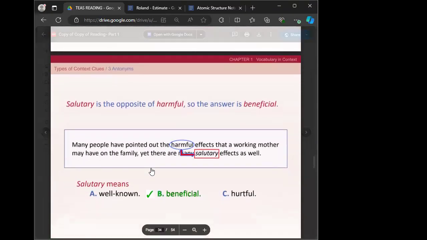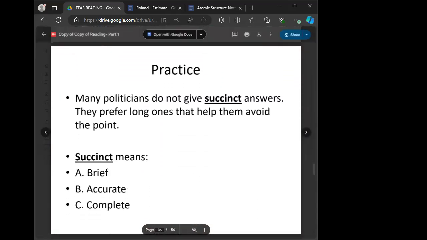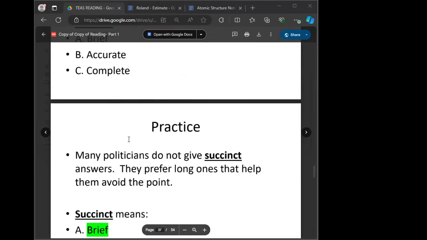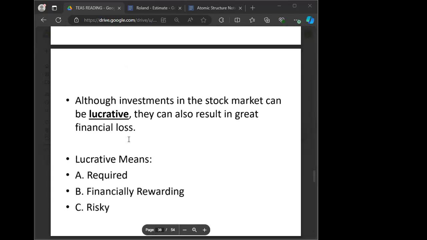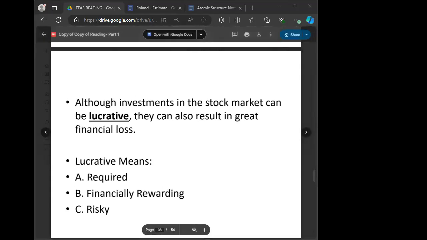Okay, now let's take a look at, or you could try these ones. Brief. Yes. B, financially rewarding. Yes.